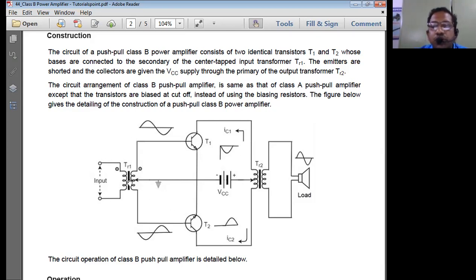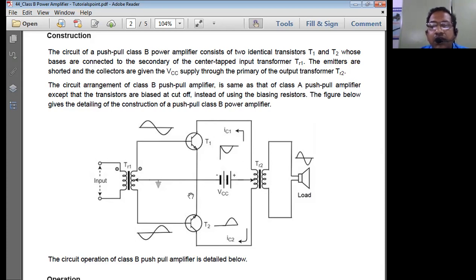Now, the reverse is going to happen when the input takes the negative half cycle. For the negative half cycle of the input signal, T1 will be in the off condition and T2 will be in the on condition, because it will be inverted. Negative signal is applied here, positive signal is applied here, and T2 will be turning on. So thereby the 2 transistors will be operating alternately in the respective half cycles of the input signal.